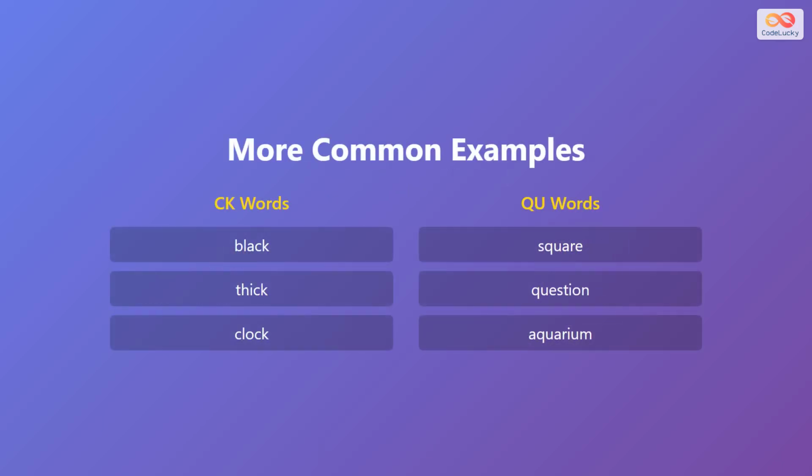Here are more examples to practice. CK words include black, thick, and clock. QU words include square, question, and aquarium. Notice how the CK sound is always hard and sharp, while the QU sound has that KW beginning. Practice saying these words aloud to train your ear and mouth to recognize and produce these sounds correctly.